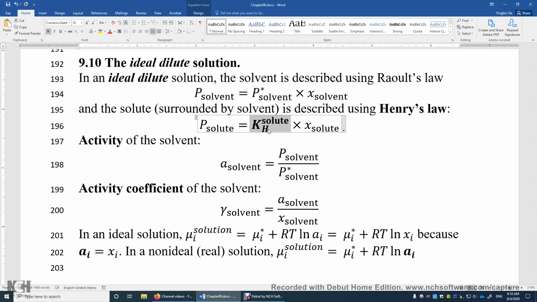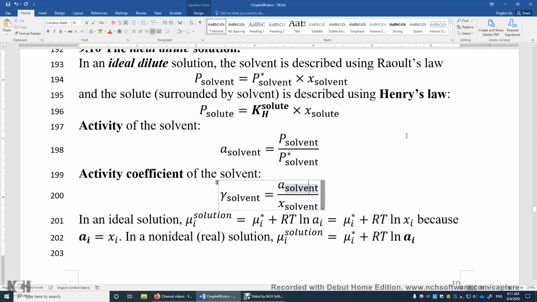Now let's look at the activity of the solvent and the solute. First, the solvent. The activity of the solvent, again, is just the actual pressure of the solvent divided by the vapor pressure of pure solvent. That's very simple. What about the activity coefficient, gamma? Gamma is simply activity over the mole fraction. Both a and X are unitless. This X is the mole fraction, and this a, I view as the effective mole fraction.